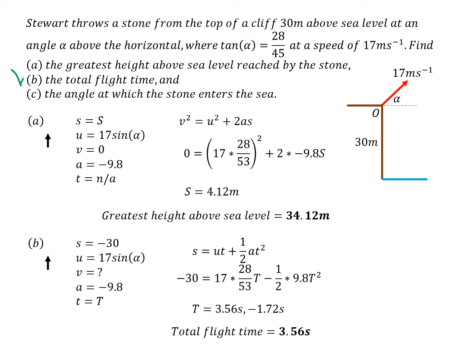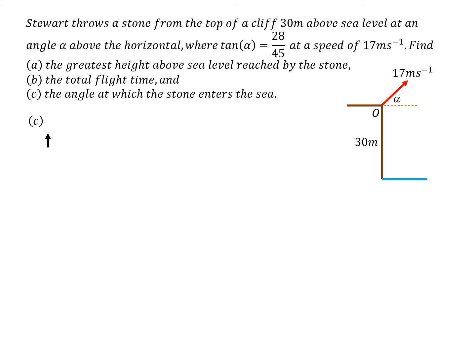So for part C now, the angle at which the stone enters the sea. At the point where it enters the sea, its velocity will have a horizontal component and also a vertical component. So what I'm going to do is work out those two components first, and then we'll join them together to find the angle in a moment.